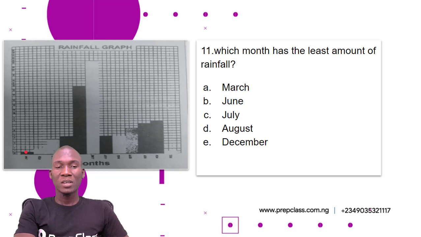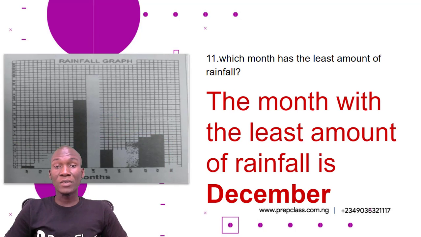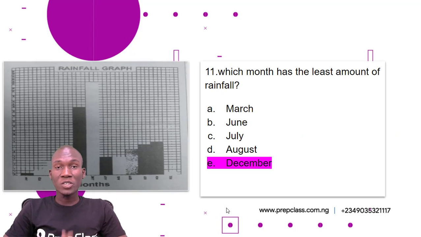From the graph, we have January, February, March, April, May, June, July, August, September, October, November, and December. This is the amount of rainfall for each month. So we have to pick the month with the least amount of rainfall. Looking at the graph, the month with the least amount of rainfall is December, because December is not having rainfall at all. Therefore, the correct option is option E, December.